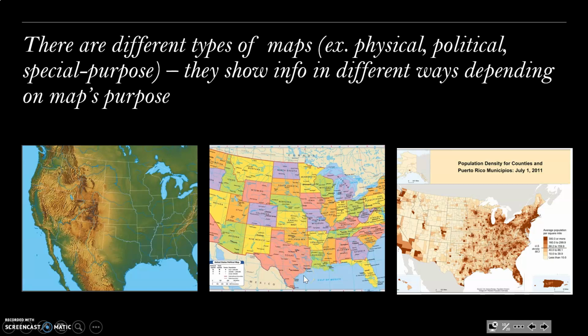And then you have special purpose maps. So for instance, a population density map is a map that is special. Its purpose is to show population density for counties. So each different map shows different information in different ways depending on the purpose of the map.